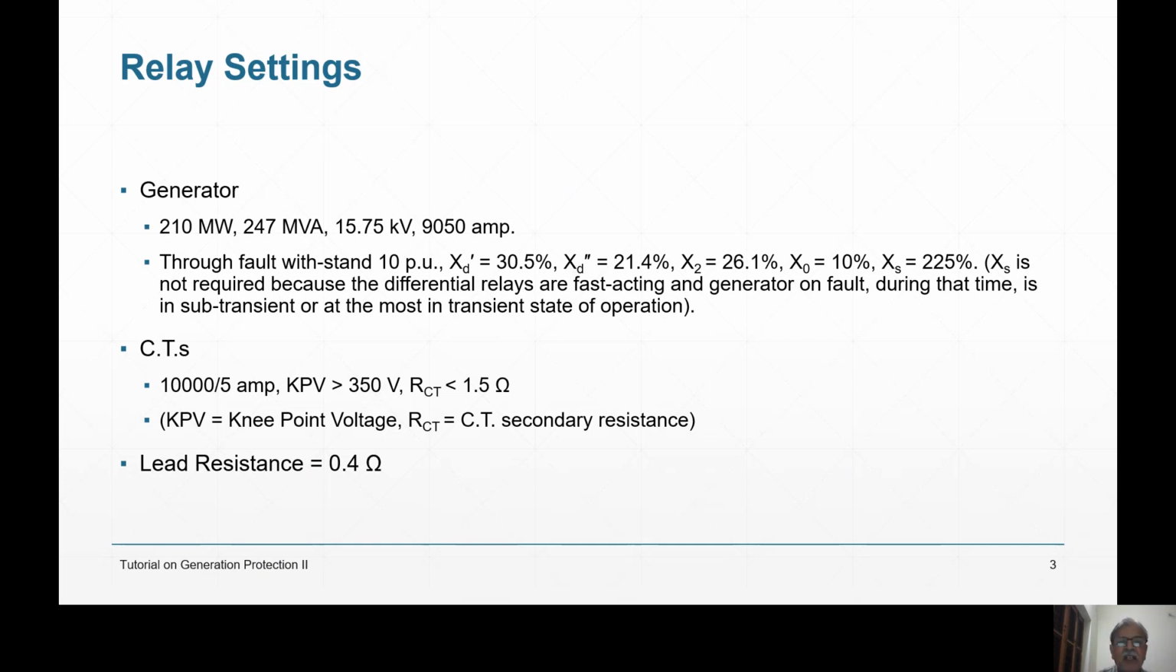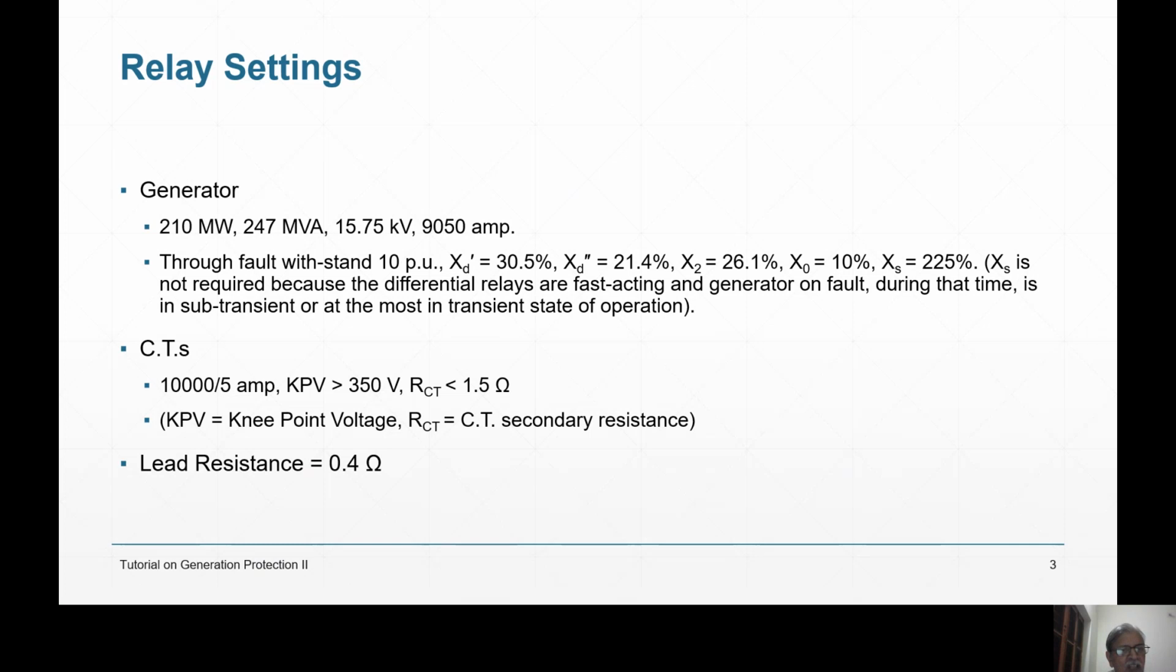Xd', that is the direct axis transient reactance, but we will not consider that. We will consider Xd'', because differential protection operates very fast, within a cycle. So we will consider the worst case. X2, X0 are given, but not required for differential protection calculations. Xs is also not required here. Xs will be required when we think about the backup protection. But these are the details of the generator.